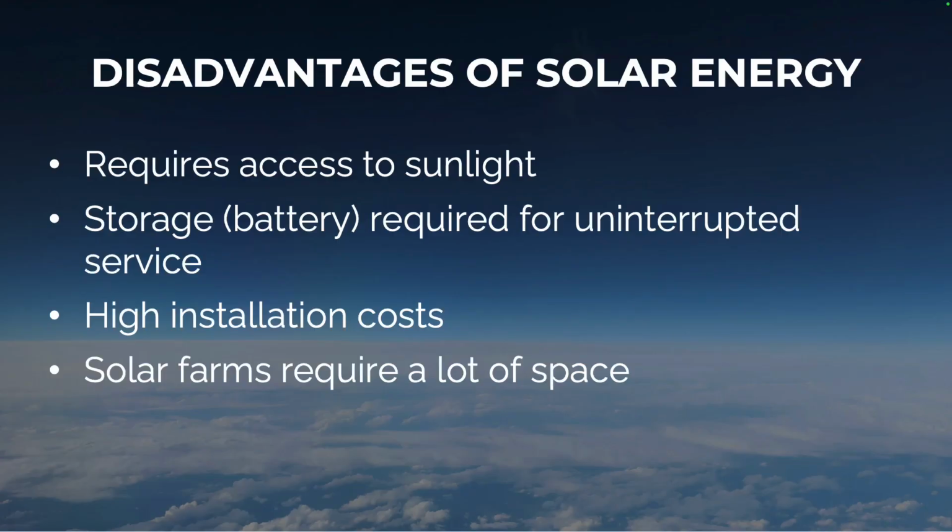The disadvantages of solar include the need to have access to the sun, which can be blocked by trees, clouds, buildings, and the sun doesn't shine at night, so solar systems require backup or storage to use the energy around the clock. Another disadvantage is the high installation costs. Also, solar farms can take up a lot of space.